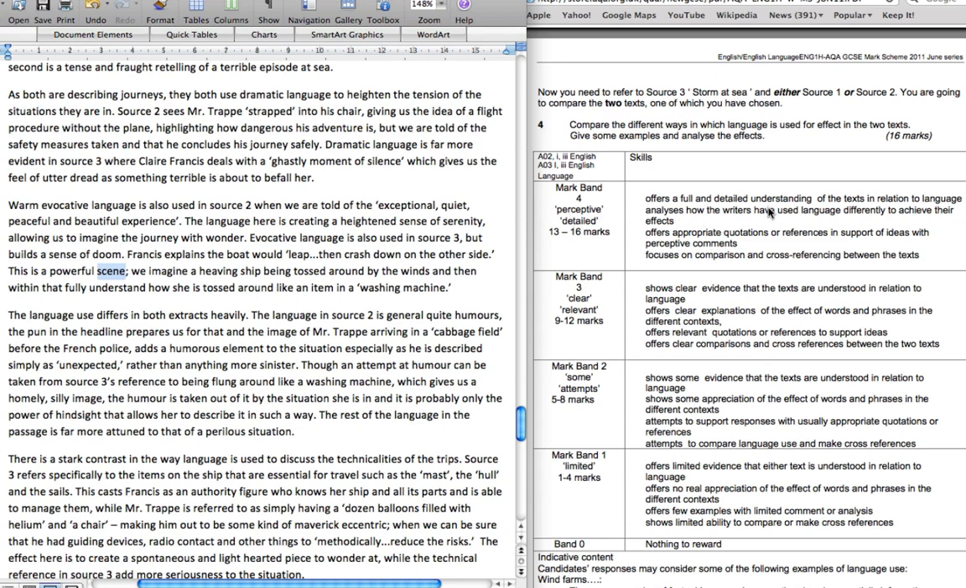And I analyse how the writers have used language differently. Yep, we've definitely looked at that. Offers appropriate quotations and references. Yeah, that's done really well, with perceptive comments. Some of them are, some of them aren't, but remember, you only have to do it a couple of times to prove you can do it. So that should be okay.